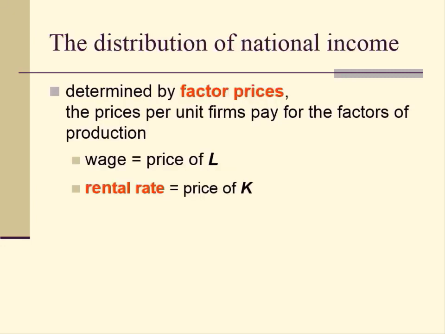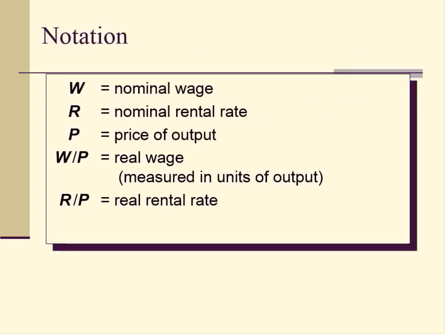Remember from chapter 2, the value of output equals the value of income. That is, the income is paid to the workers and capital owners, and so forth. Now we explore a simple theory of income distribution. Here, the distribution of national income is determined by factor prices, that is, the prices per unit firms pay for the factors of production. For example, wage equals the price of labor, and rental rate of capital is the price of capital. Now before we proceed further, let's define a few notations.